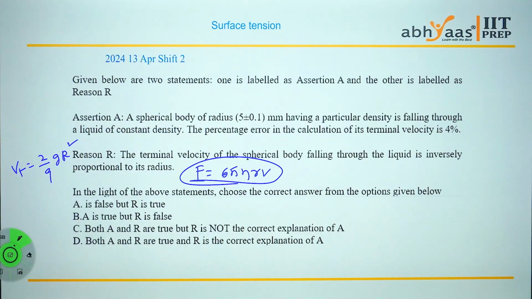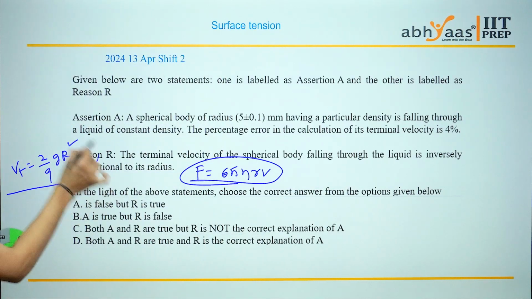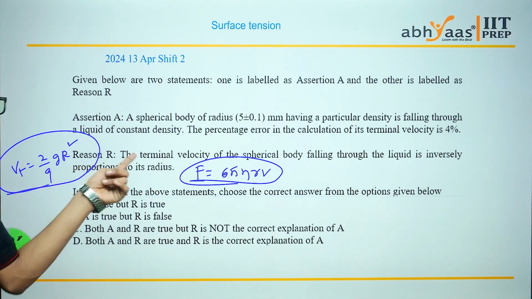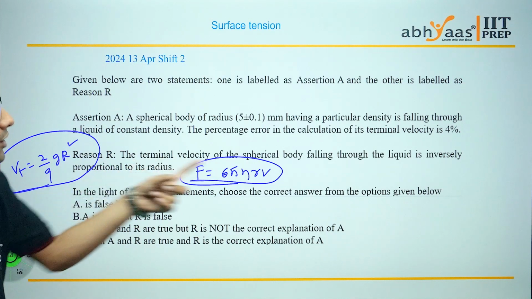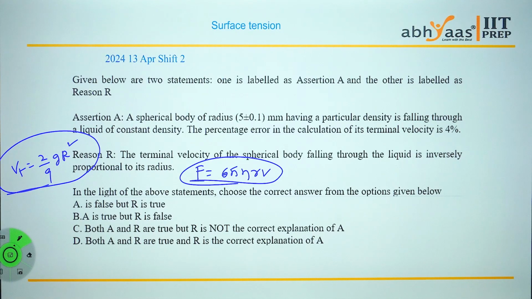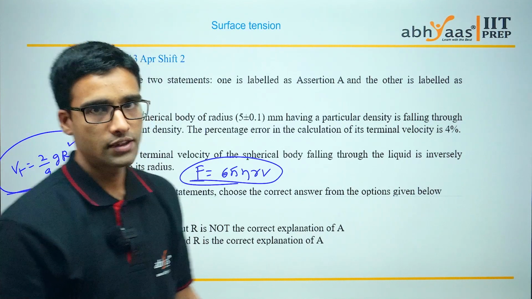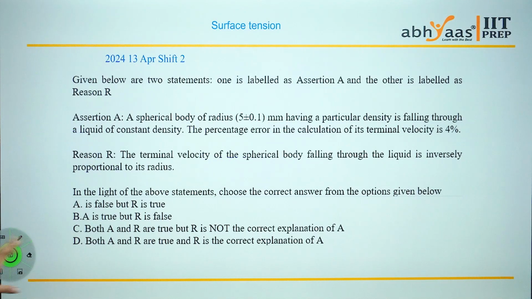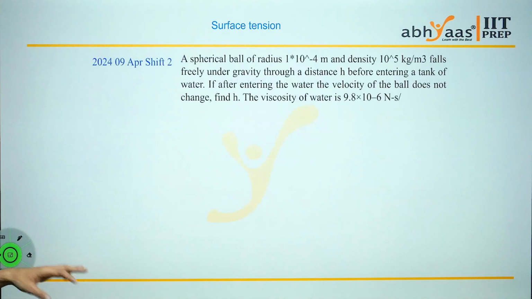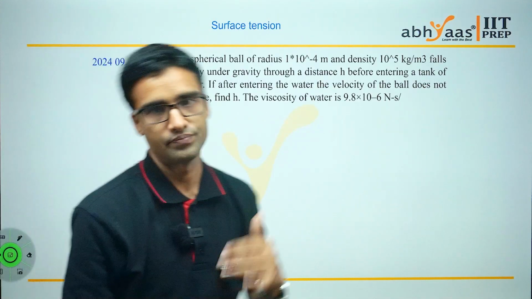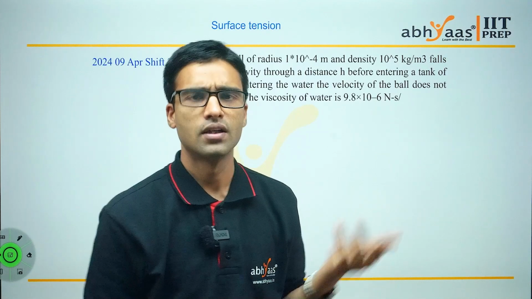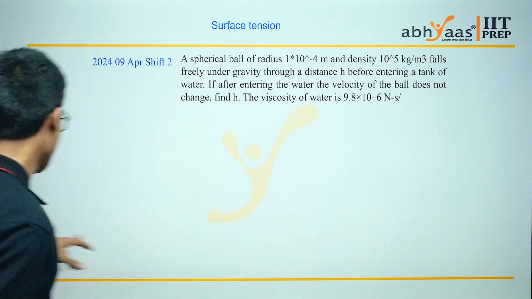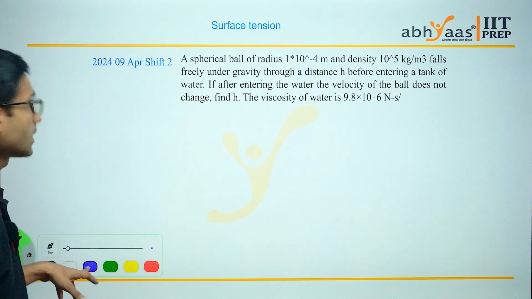By seeing these questions, you just try to answer this one. Terminal velocity is proportional to r square. It is inversely proportional, I told. So is it true? Wrong. So reason is wrong. Where is the answer? So there you can keep. So directly you can answer both. Assertion is true and reason is false. Directly you get.